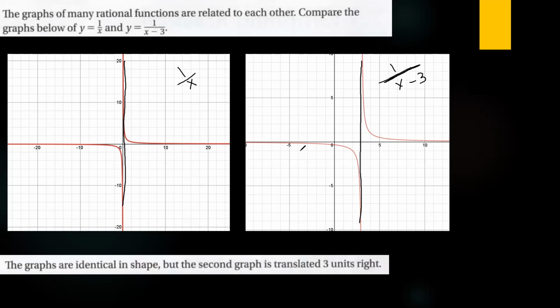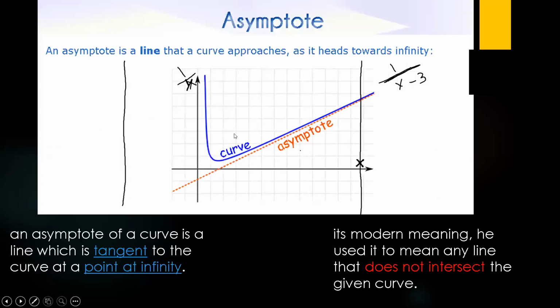Now, let's come back here. So when I find the excluded value at point 3, I draw a line at 3, and I tell my function, please don't touch this line. So what is the name of this line? Let's see. The name of this line, we call it asymptote. What do we call it? Asymptote.